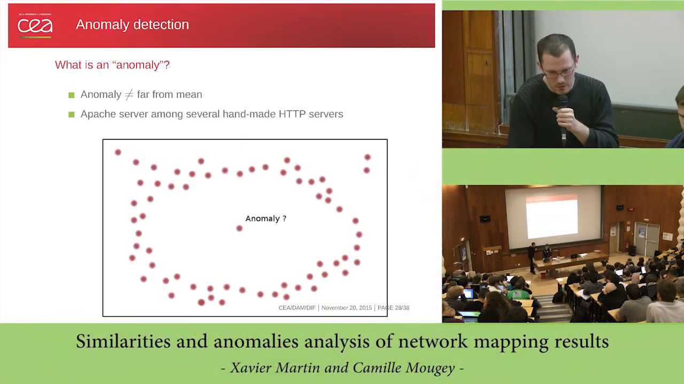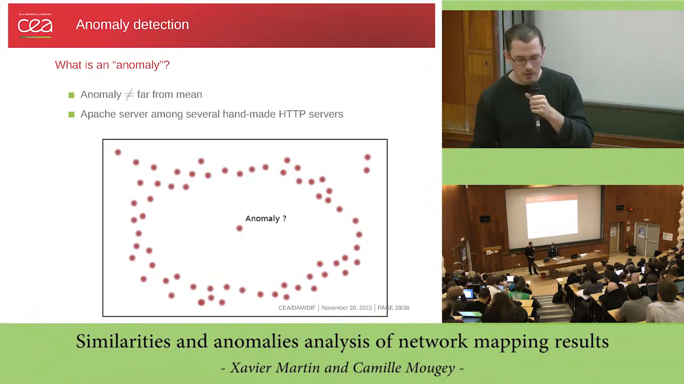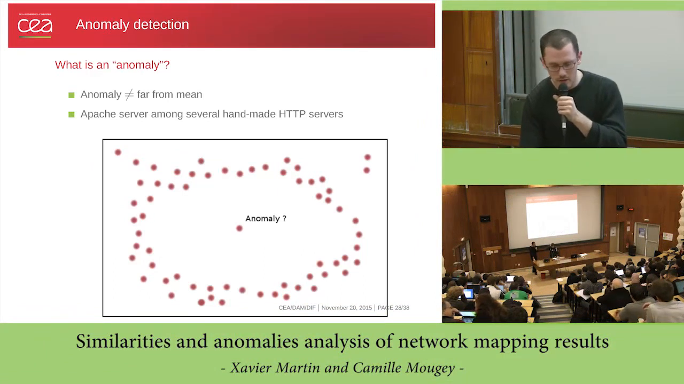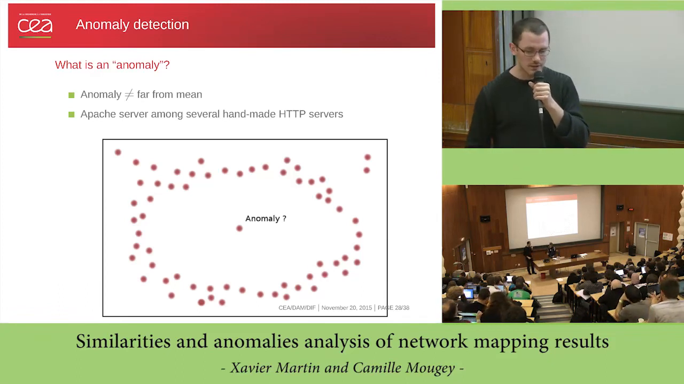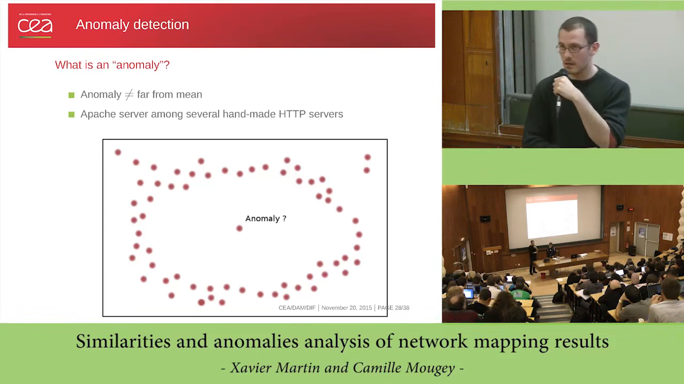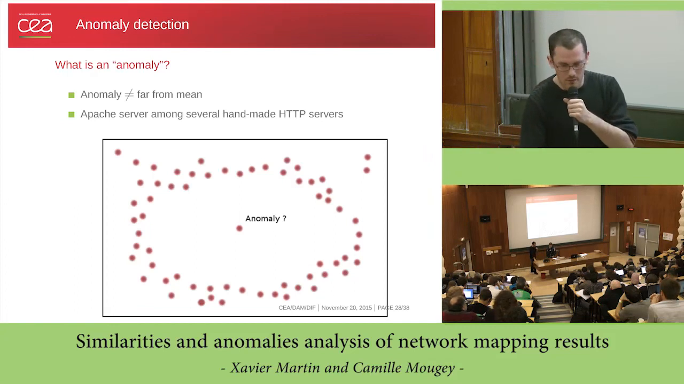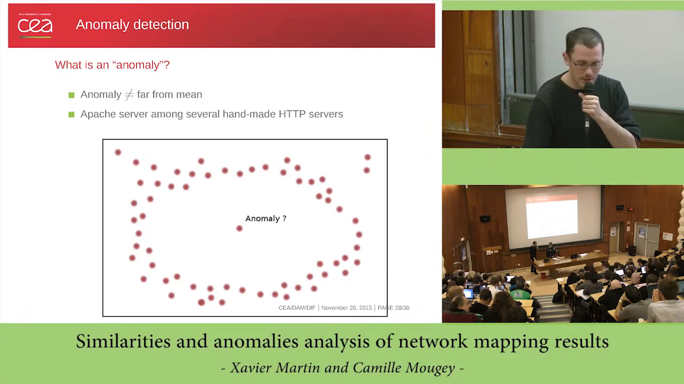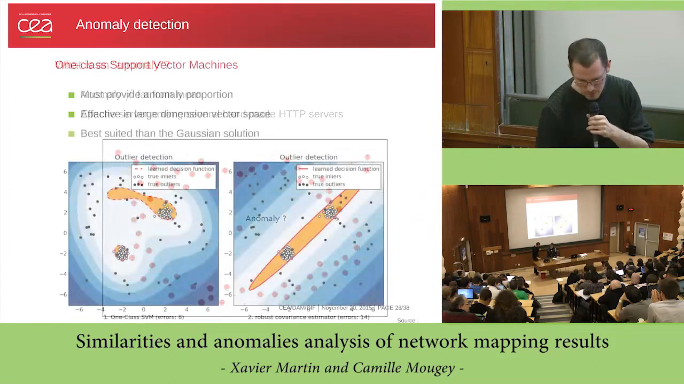So the last thing we will speak about is anomaly detection. This is the third algorithm, to spot anomalies. You have to remember one thing: an anomaly is not something which is far from the mean. For instance, here the anomaly in the center is obviously something abnormal, but this is exactly the mean of all the data. So being able to detect anomalies is useful, for instance, to detect an Apache server running amongst several handcrafted HTTP servers, or the other way around.